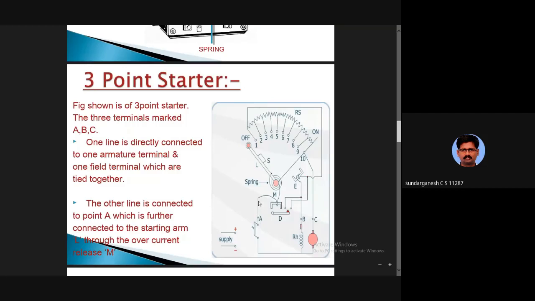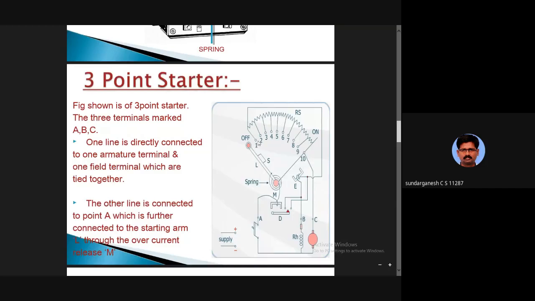This A point is connected to this overcurrent coil, then to the spring tension. This is the overcurrent coil, and it is connected to this handle. So this is the handle. Initially we keep the handle at position 1. When the position is at 1, the supply is going to 1. 10 is the last point. So all the resistance will be there.